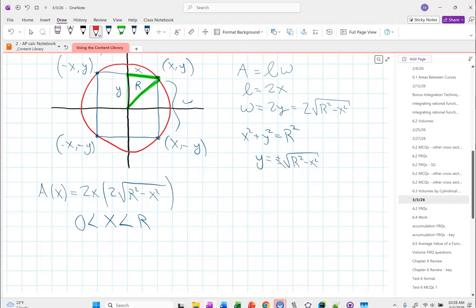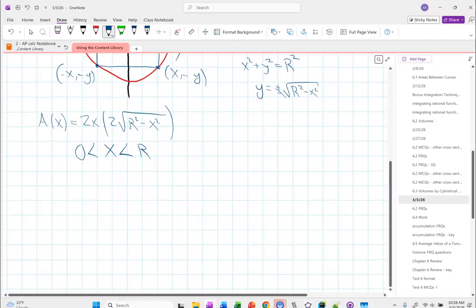If x is r, then this is my rectangle. Not a rectangle at all, right? So just like physically, that's what that's looking like. So far, so good? Okay, so that's like part A.